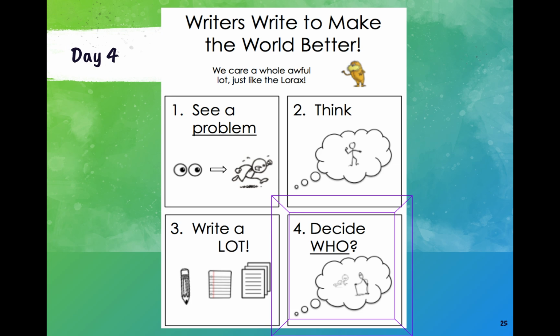Remember this poster? Writers write to make the world better. So number 1, we see a problem. We're going to try to fix it and write about it. Number 2, we're going to think. We're going to think why that's a problem and why people should listen to us. Number 3, we're going to write a lot. That means we're going to give a lot of reasons. And then number 4, we're going to decide who. Who should we write this to that can help us with our cause, with our problem that we're writing about?